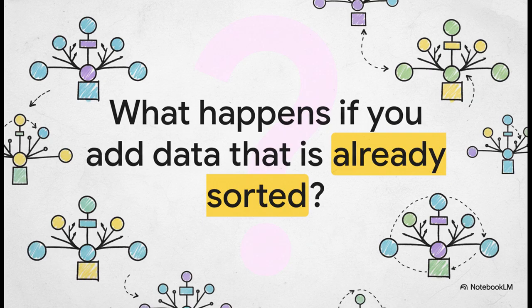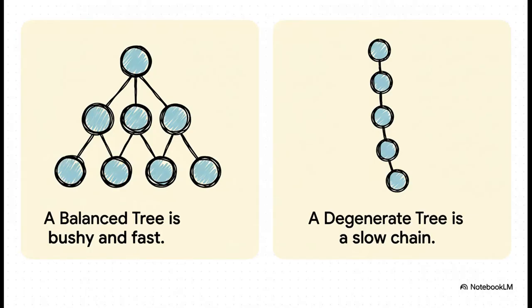So here's a question for you. What do you think would happen if we tried to build one of these trees, but we added the numbers in perfect order? Like we add 1, then 2, then 3, then 4, and so on. What would that tree look like? Well, you'd get this. On the left, you see a nice, healthy, balanced tree. It's bushy, it's spread out, it's fast. But on the right, that's what happens when you add sorted data.